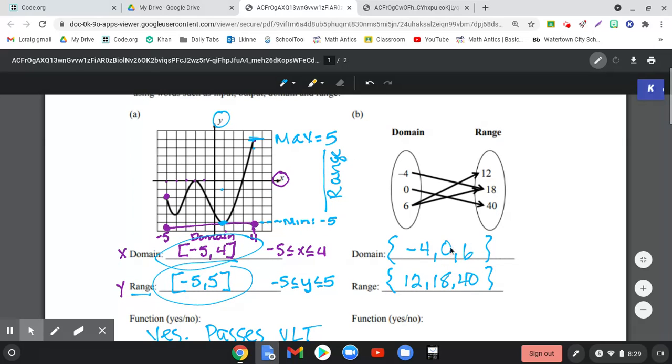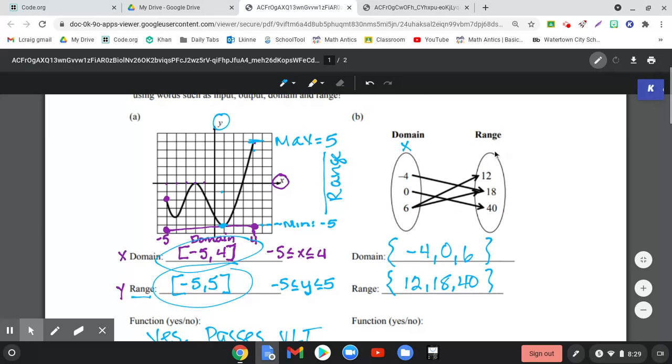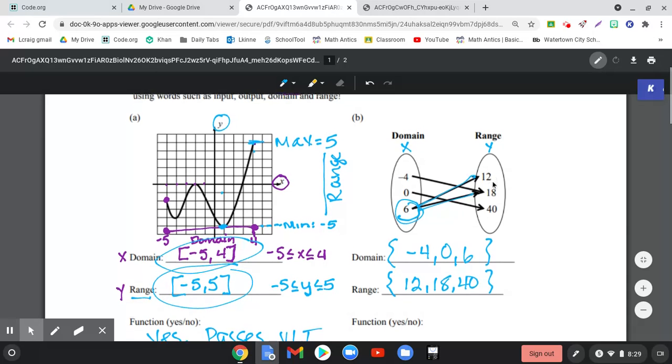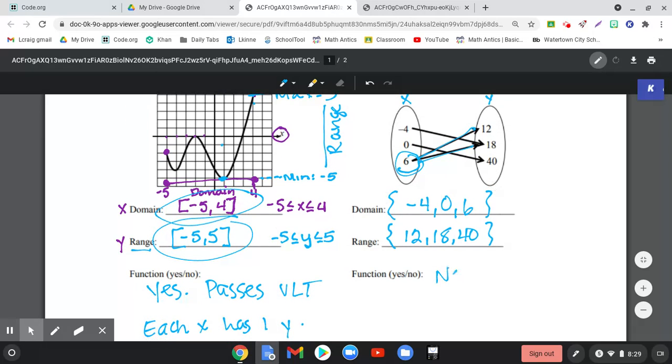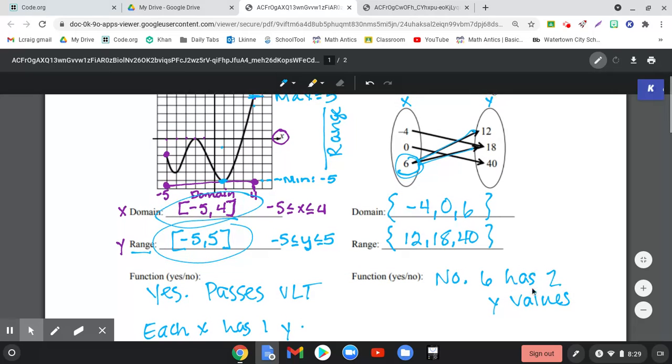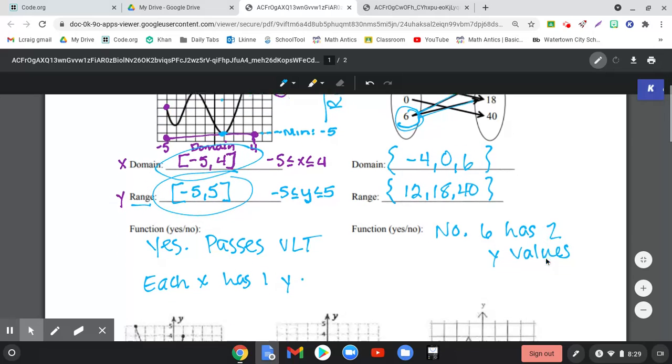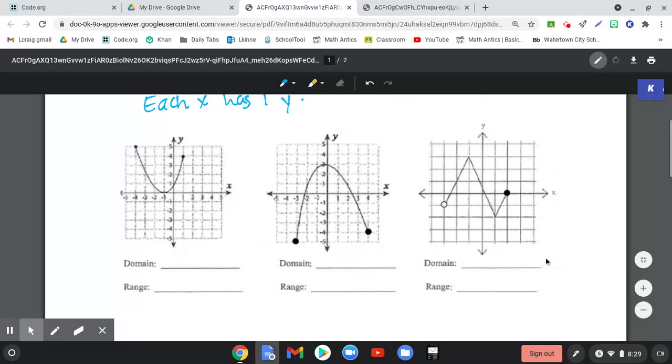And is it a function? Does each X have only one birthday or only one Y value? No. The 6 goes to 12 and then to 18. It doesn't have 2 birthdays. So no, 6 has 2 Y values or 2 output values. You don't want to write 6 has 2 birthdays. Just replace birthdays with Y. All right, these are a little bit trickier, but again, let's talk about it.